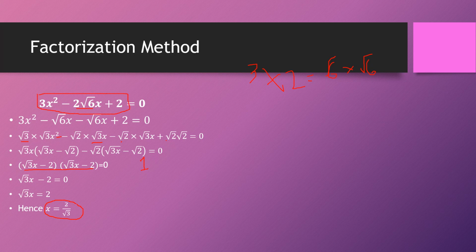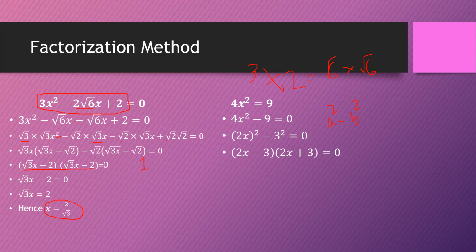Okay, let's move to the next example now. Now see here, the b part is missing. You can see the coefficient of x square is there, the constant is there. So this can be written as 4x square minus 9 equal to 0. This becomes 2x the whole square minus 3 square. Now I am using the formula of a square minus b square, that is a minus b into a plus b.